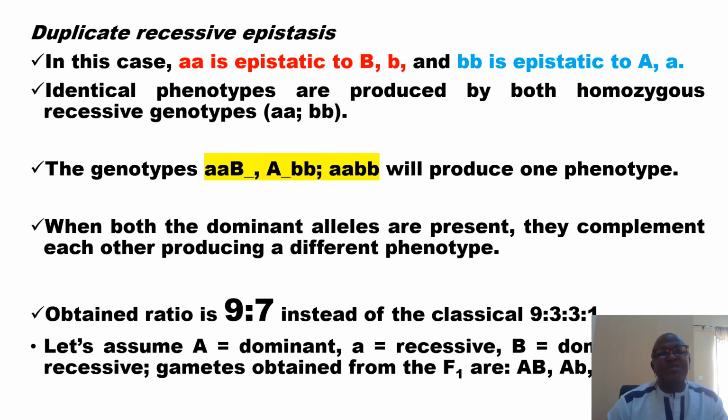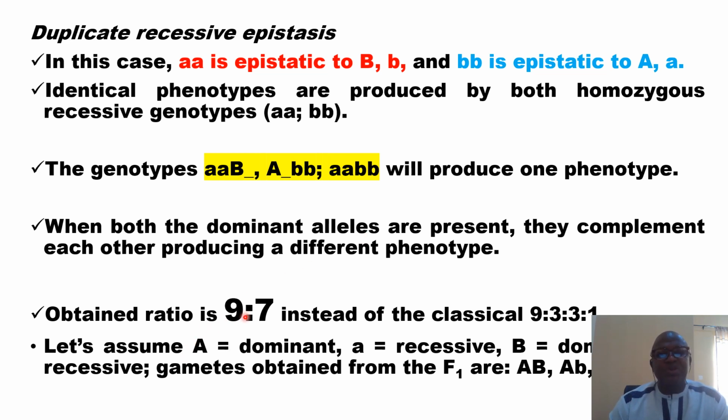Then we have duplicate recessive epistasis. In this case, the recessive allele aa is epistatic to capital B and small b, and small b is also epistatic to capital A and small a. So identical phenotypes are produced by both homozygous recessive genotypes. Wherever this is present and this, they will produce identical phenotypes. Because of that, this genotype, this, and this will produce one phenotype. When both the dominant alleles are present, they complement each other, producing yet a different phenotype.